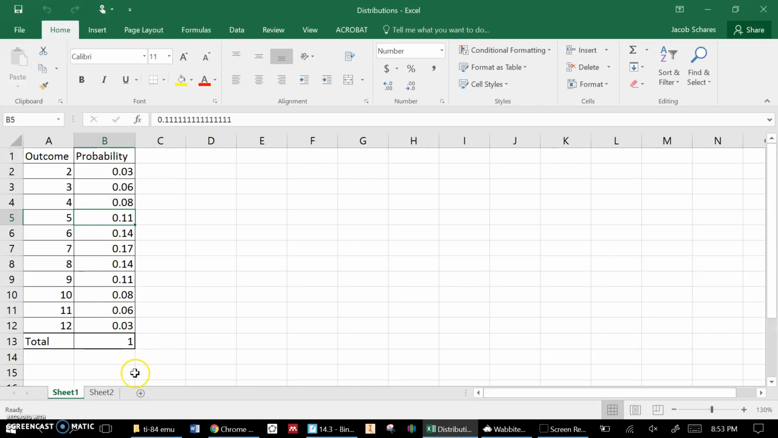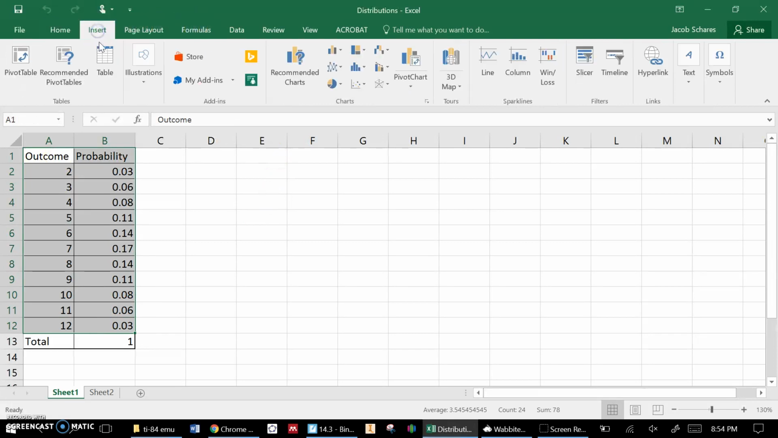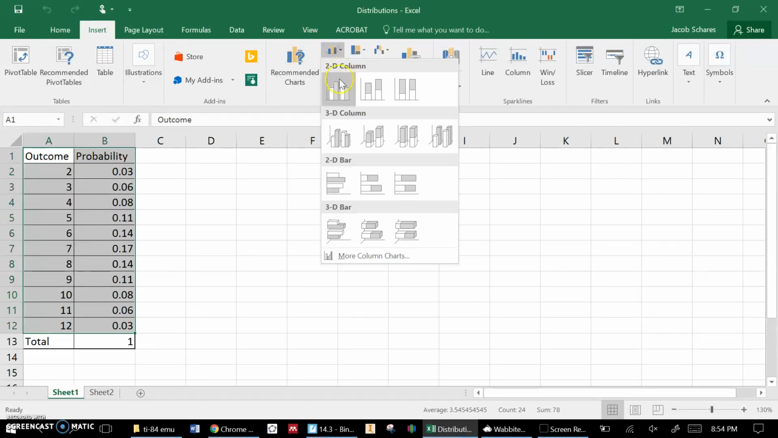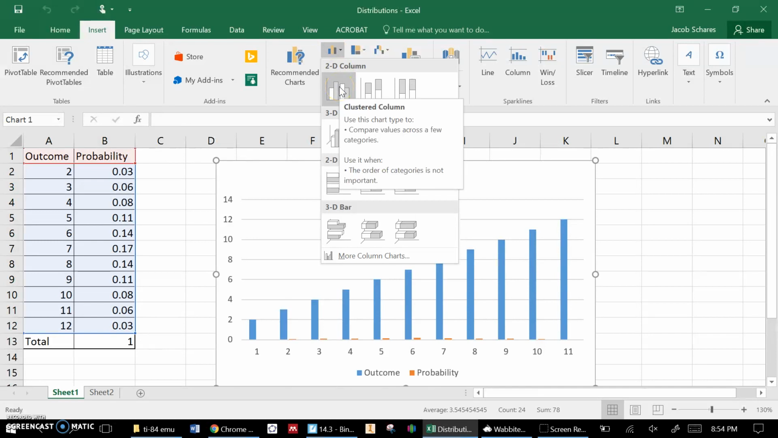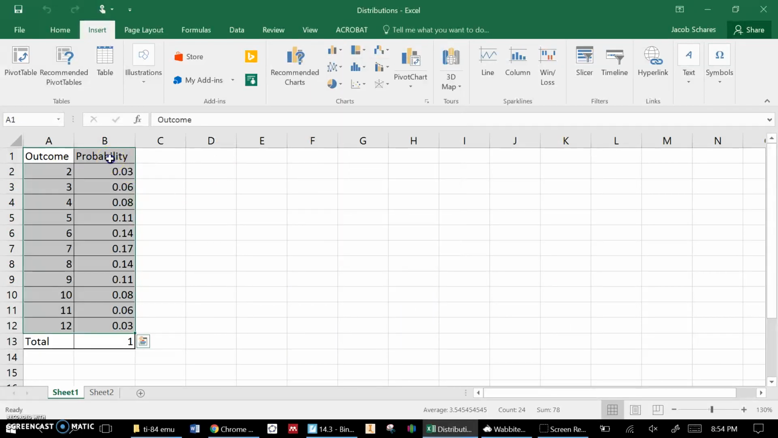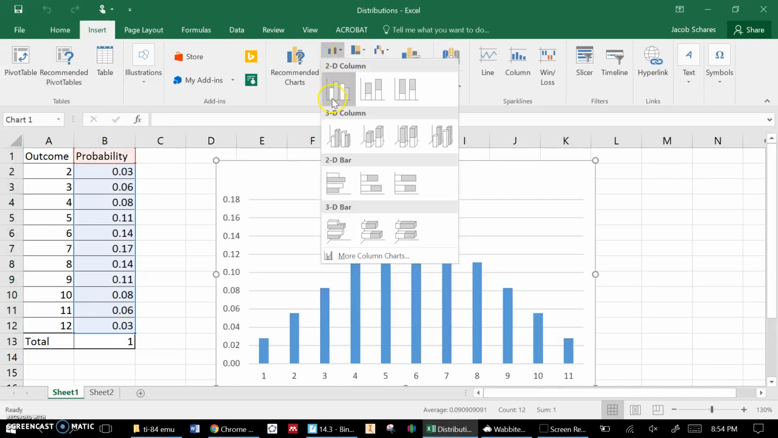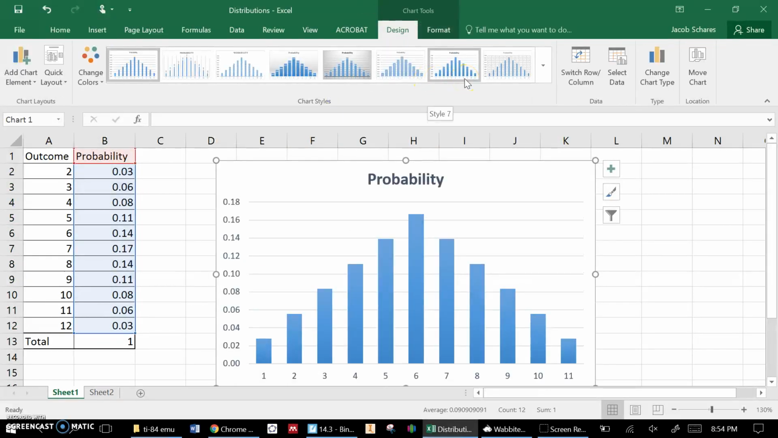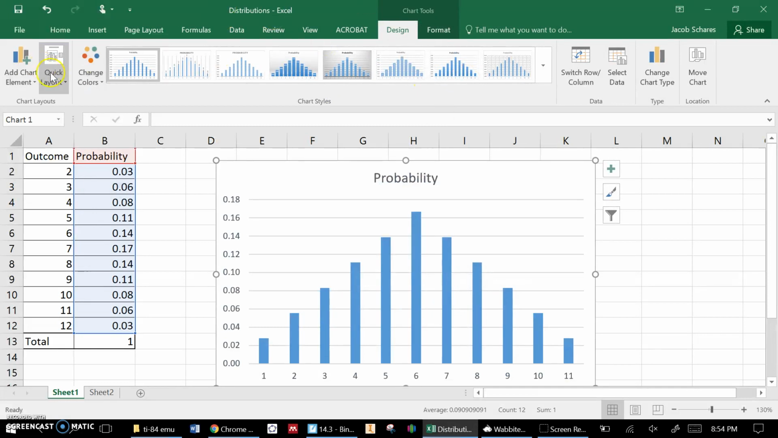And as you see, the total here is 1. There's only so many ways to roll a dice, and the probability of all of them has to add up to 1. So with Excel, the nice thing we can do is just highlight our data, go to Insert, and insert a bar graph, just a regular old 2D bar graph. And you're going to see what that probability distribution looks like.